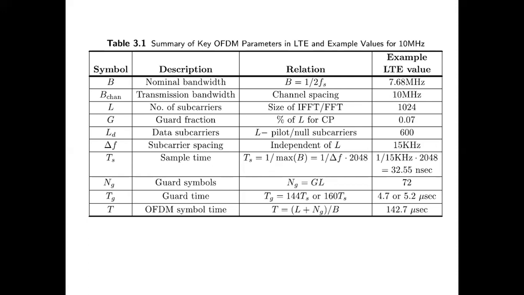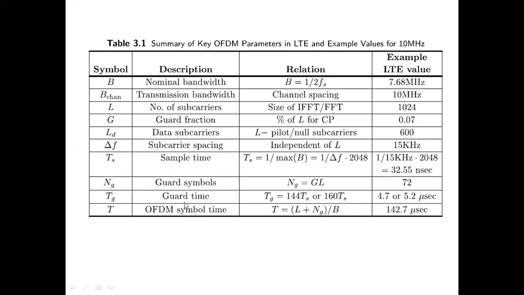One more thing you can see is the cyclic prefix. They say it is a percentage of L, the percentage of 1024, which is 0.07, which turns out to be 72 symbols, 72 guard symbols. The guard time turns out to be 4.7 or 5.2 microseconds. The sample time is 32.55 nanoseconds for an individual sample, and the guard time is 5.2 microseconds.